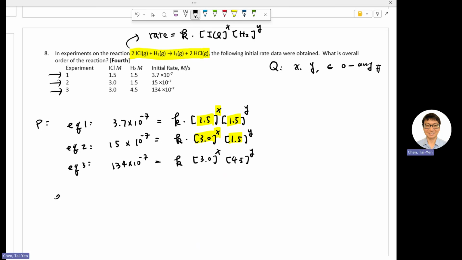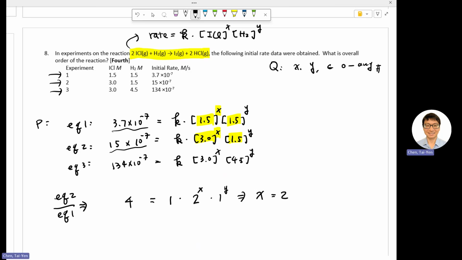Then you do equation 2 over equation 1. You get this divided by that, which gives a value around 4. K divided by K is 1, 3 divided by 1.5 is 2 to the X power, and 1.5 divided by 1.5 is 1 to the Y power. By doing this, you should be able to figure out that X equals 2.